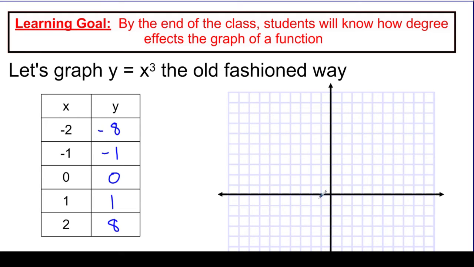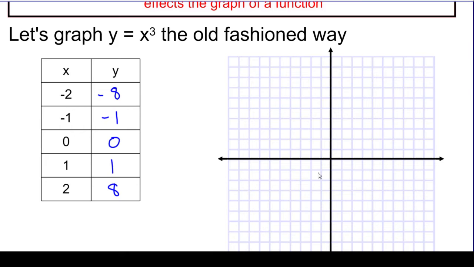Let me slide down a little bit. It looks like I have negative 2, negative 8, which is going to be way down here. Then negative 1, negative 1, then 0, 0, then 1, 1, and 2 all the way up to 8. If you notice what happens here, this thing travels pretty straight up, and then it makes a sharp turn, starts heading kind of in a straight line, and then makes another pretty sharp turn and starts heading up again.